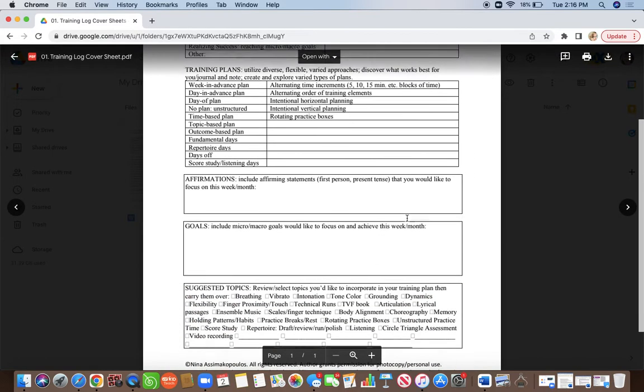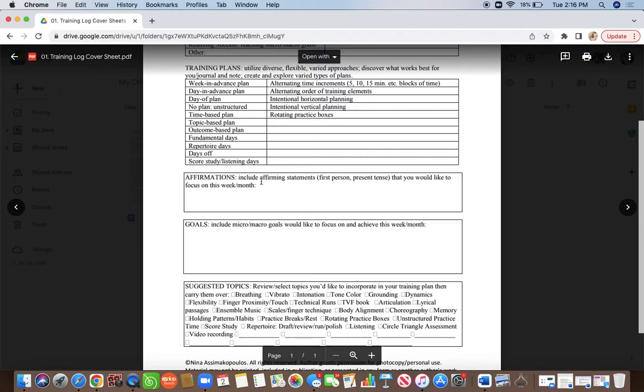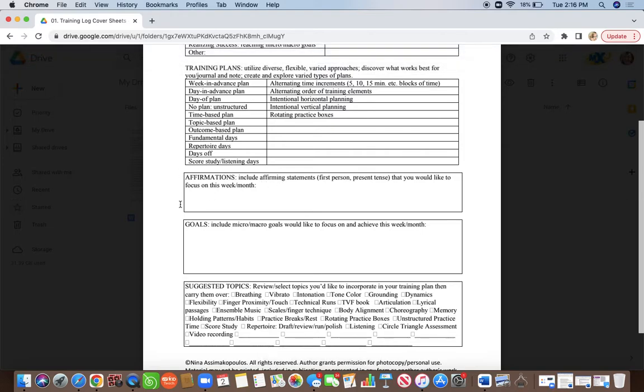You also want to make sure that you are listing your affirmations. One of my favorite affirmations that I use is "I am able to play with passion and ease," or "I am able to play with close, relaxed, controlled fingers," or "I play with beautiful breath management." You want to make sure that everything is first person, it's present tense, it's something that you want to be the forefront of your practice for that week, or that month, or that semester.